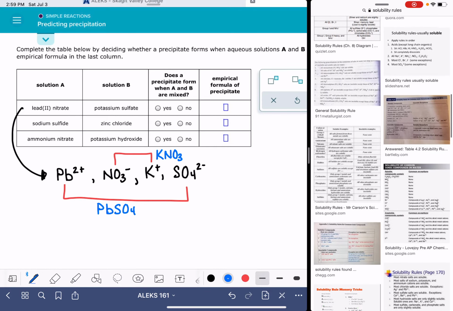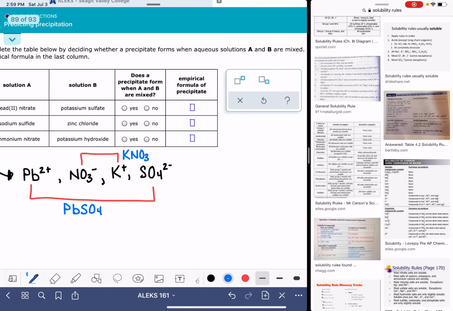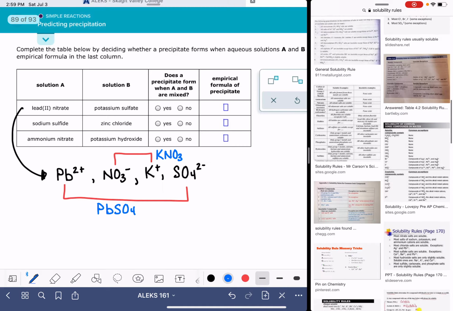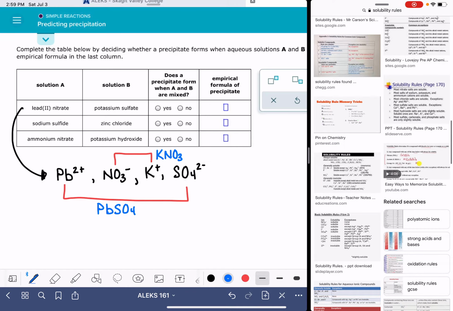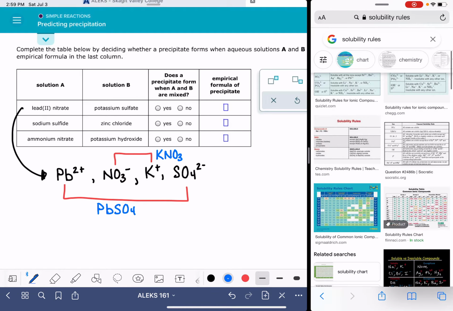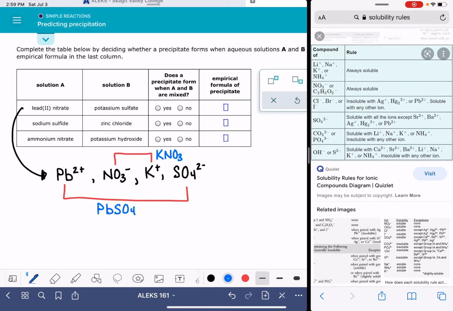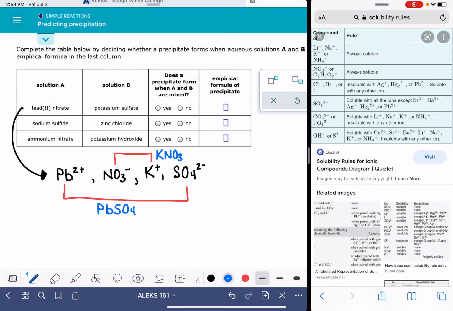ALEKS's table of solubility rules, which you can access over here by clicking in this data box, is nicely laid out, but it's a little tricky because some of the solubility rules say "maybe" and don't give you a definitive yes or no. So I'm going to go with this table of solubility rules only because it looks pretty straightforward. What we want to do is find the rule that applies to each one of these compounds. Let's just start with PbSO4.